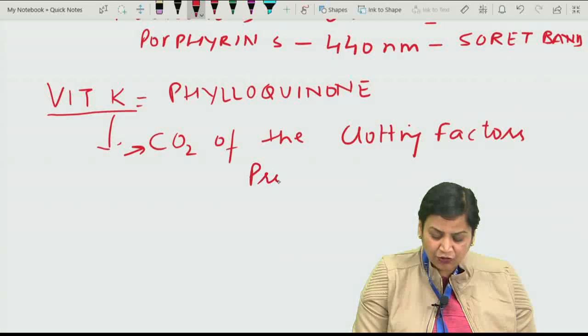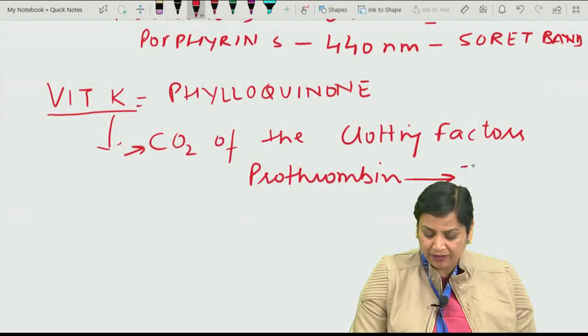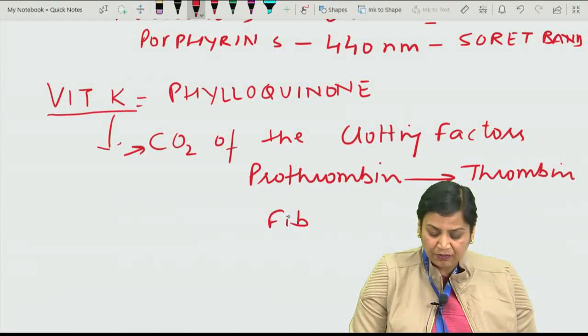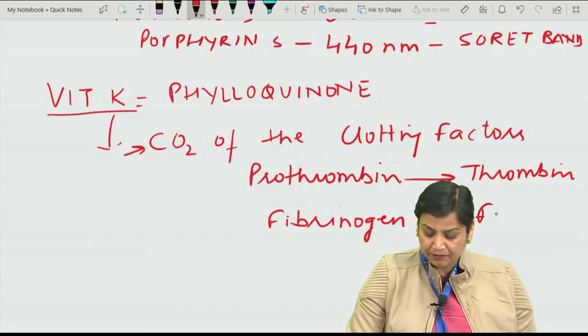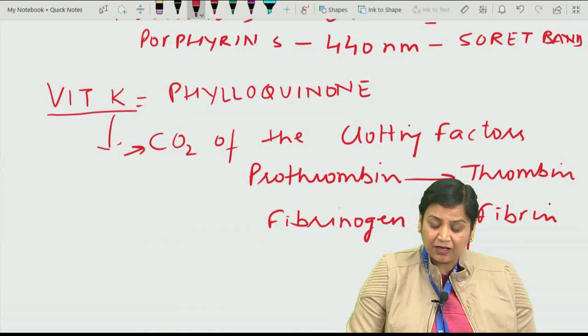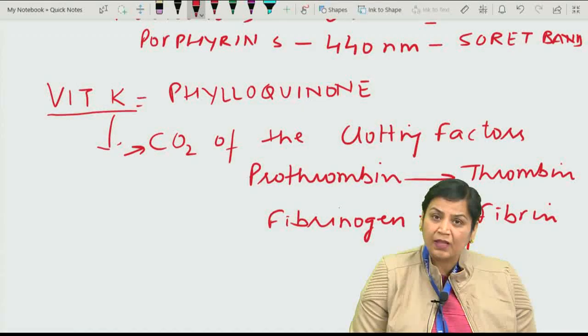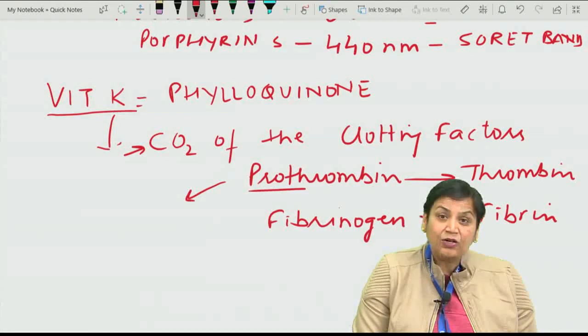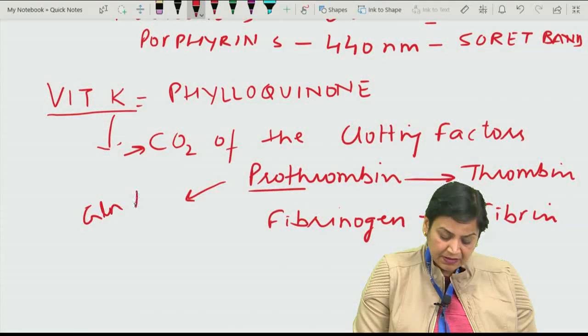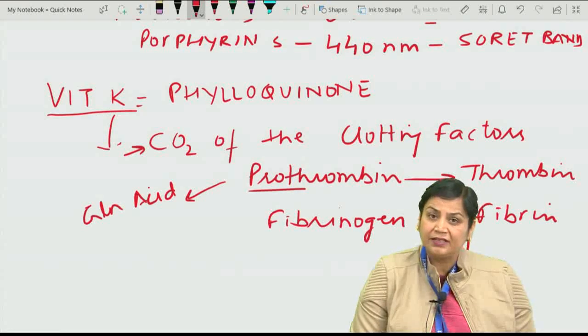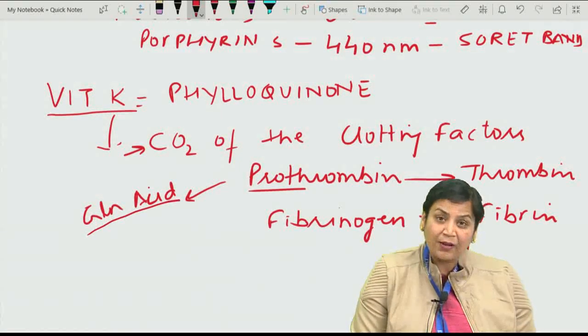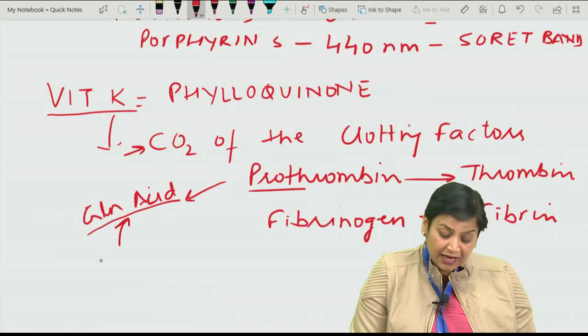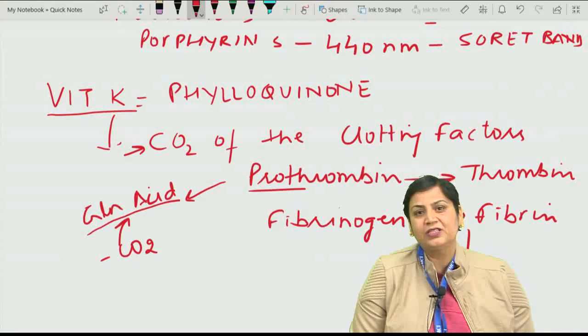Basically what happens is prothrombin is converted into thrombin, fibrinogen into fibrin, and finally a clot is produced. This prothrombin has glutamic acid at the side chain, and this glutamic acid is basically carboxylated in the presence of vitamin K.